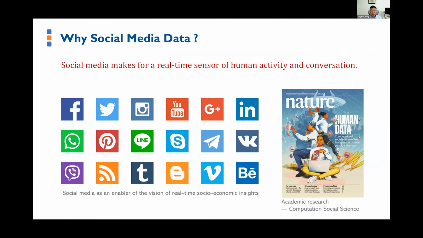So next, I will talk about why we choose social media data for this research.